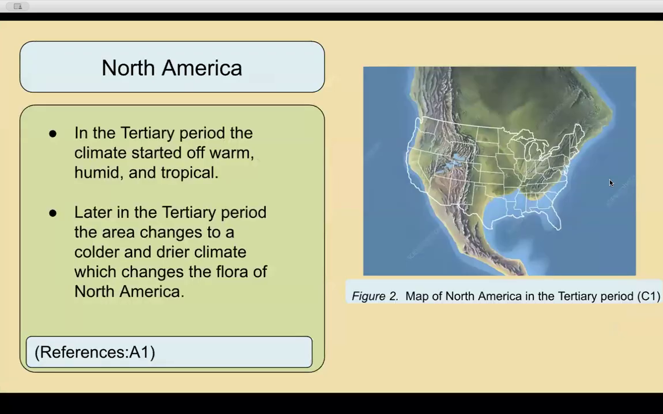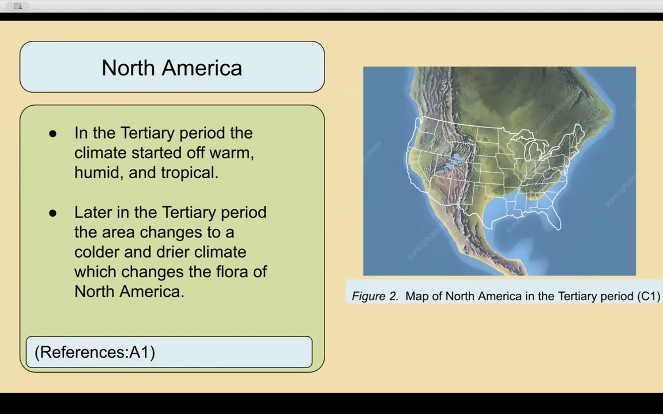As we can see in Figure 2, North America during the Tertiary period was closer together and significantly more condensed compared to the way we know it now. During this time, the climate was humid, warm, and more tropical. The warm and cold environments that were prominent in this region is what caused the change in both the flora and fauna of North America.